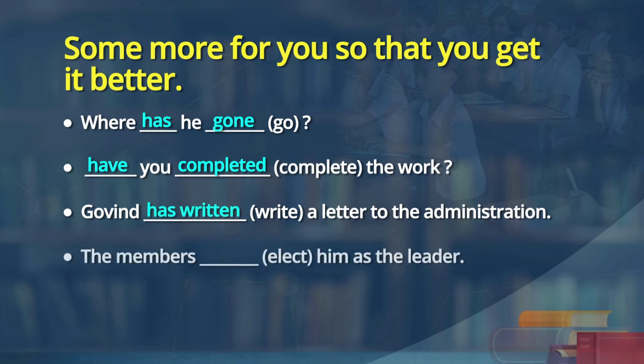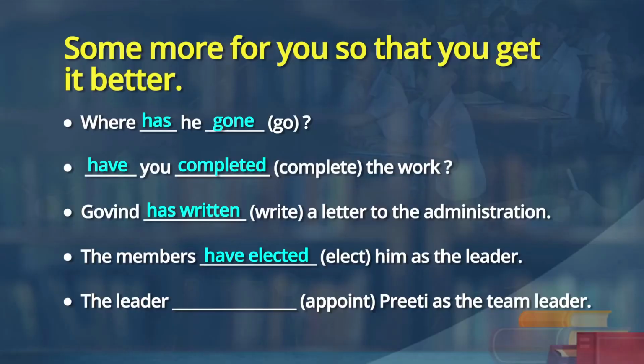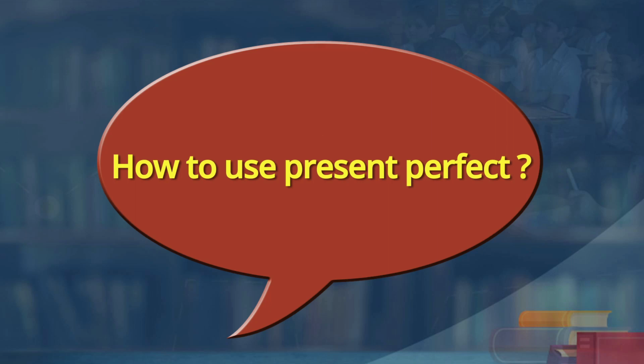Fine. The members elect him as the leader. The members elected him as the leader. Members, just now they have elected. The members have elected him as the leader. Very good, very good. Then the leader appoint Preeti as the team leader. The leader has appointed Preeti as the team leader. Fine, fine. We know how to use present perfect.